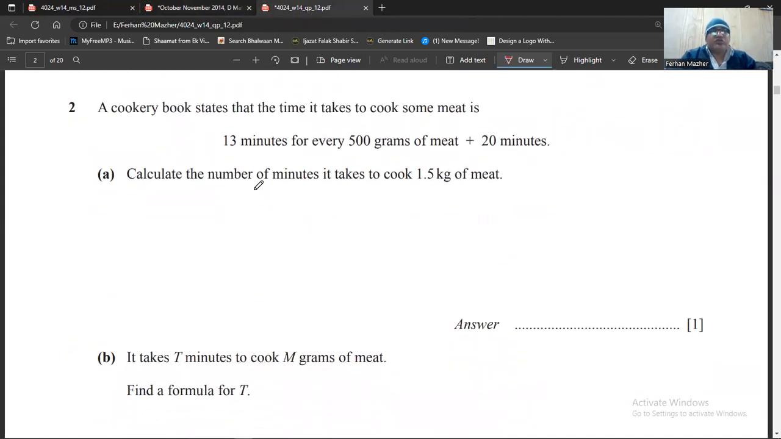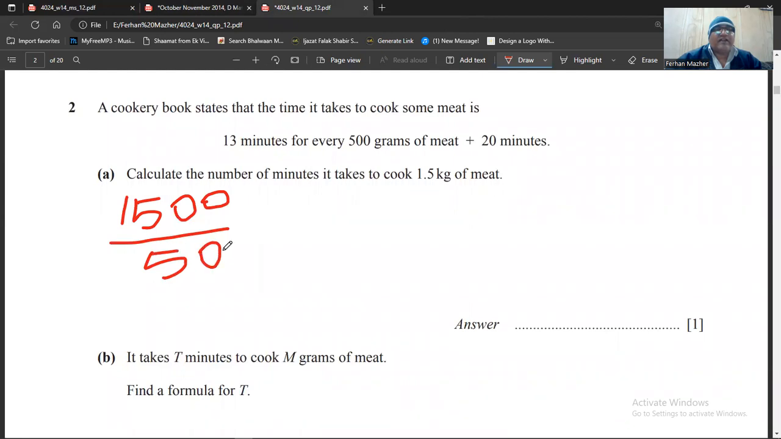Now we are on question number 2, and it's A part. It says a cookery book states that the time it takes to cook some meat is 13 minutes for every 500 grams of meat, plus 20 minutes. Calculate the number of minutes it takes to cook 1.5 kg. 1.5 kg is 1500 grams. So I will divide it by 500, and then I will multiply it by 13, because for each 500 grams it takes 13 minutes. So for 1500 grams, how much is it?